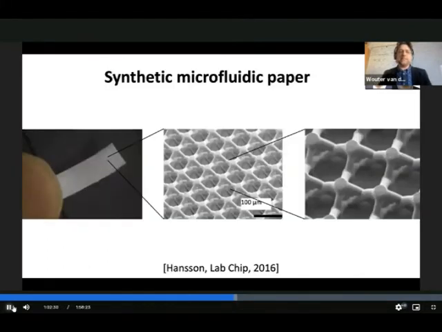But this synthetic paper: if you take a small beam, a small pillar of this material, so for example here you see pillars that are 50 nanometer in diameter, and you make many, many pillars, and you make sure that every pillar is connected to another pillar, then you create a mesh, a slanted pillar scaffold, a single material that is highly porous but also forms one single material. And it's like paper, but it's plastic. So we call it synthetic microfluidic paper.